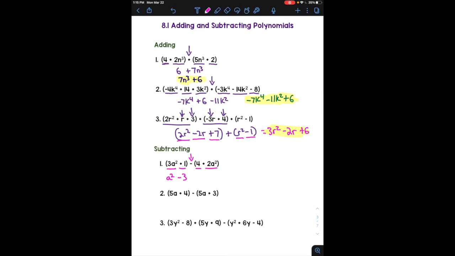Similarly, problem number 2, 5a minus 5a is actually 0. These cancel each other out, in which we're just left with 4 minus 3. Our answer is 1.